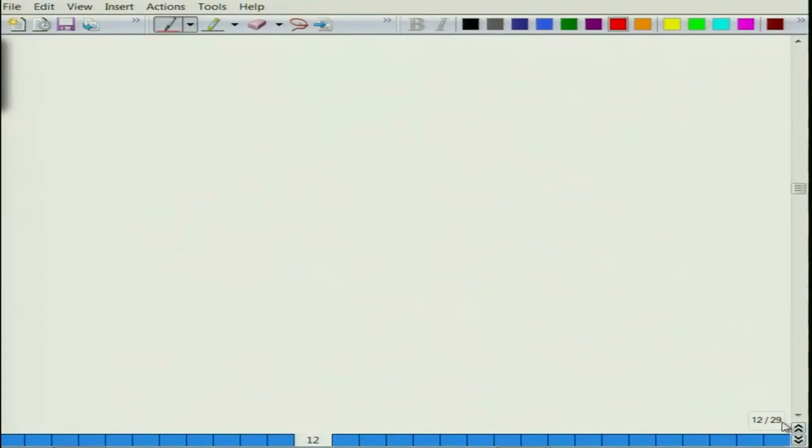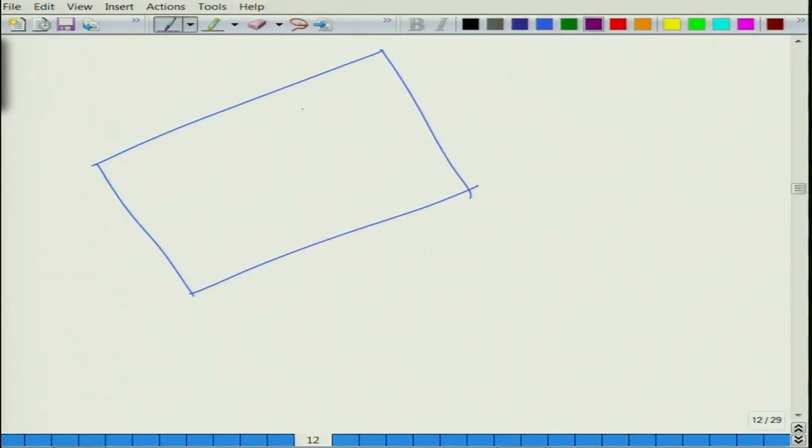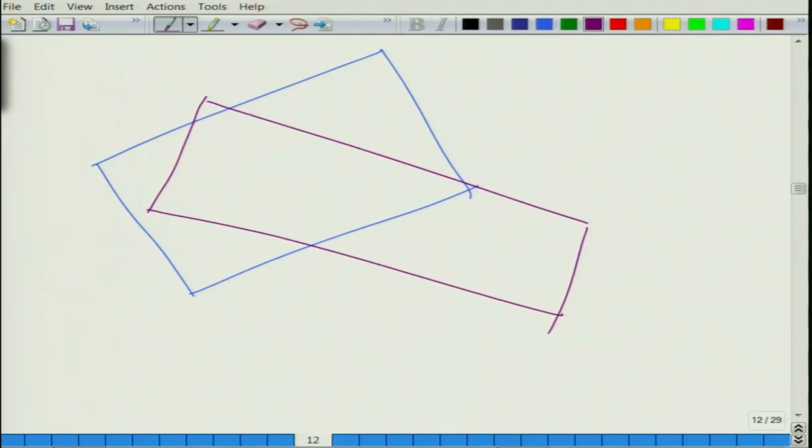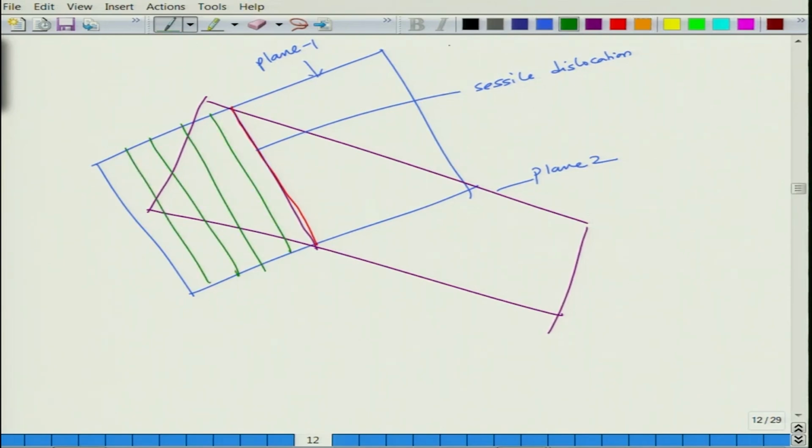So, just to simplify this point, if you have one plane like this and you have another plane like this, let us say the intersection is here, okay. So, this is the intersection. On both sides of this intersection, this is the sessile dislocation, this is plane 1, this is plane 2, and the dislocations in this plane and the dislocations in this plane, they all get piled up.